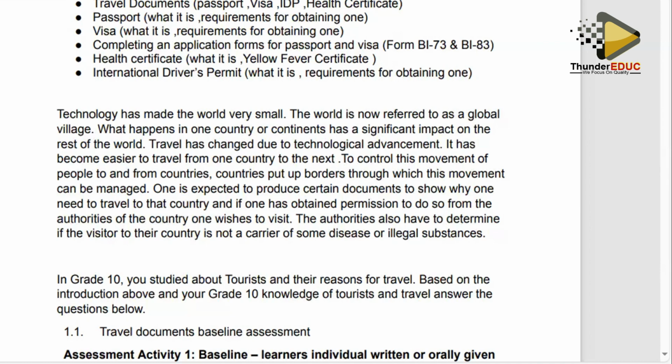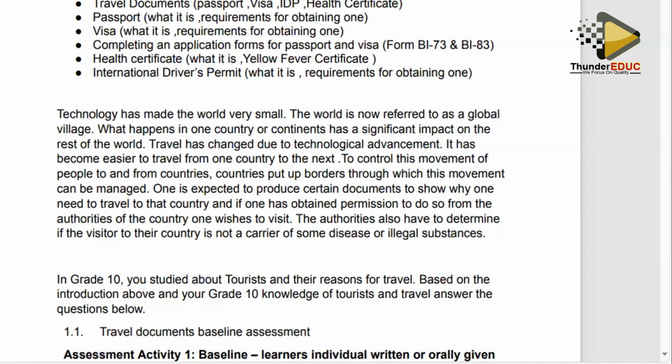So we'll also talk about Form B173 and also the B183, which are relevant forms which need to be filled in when you're applying for the respective documents. Then we are also going to look at the health certificate. What is a health certificate? Then we also look at the yellow fever certificate. In addition to that, I would look at the International Driver's Permit. We need to look at the definition of an International Driver's Permit and also the requirements of obtaining one.